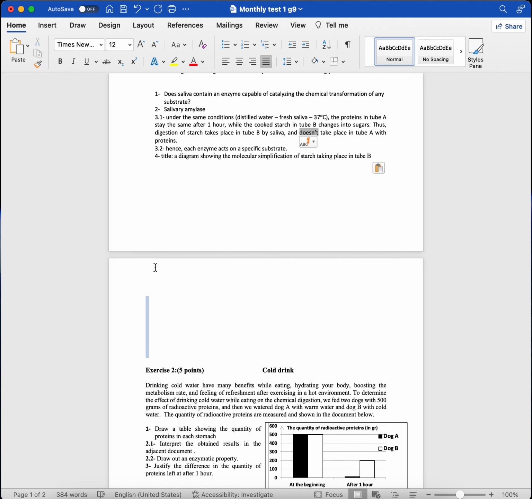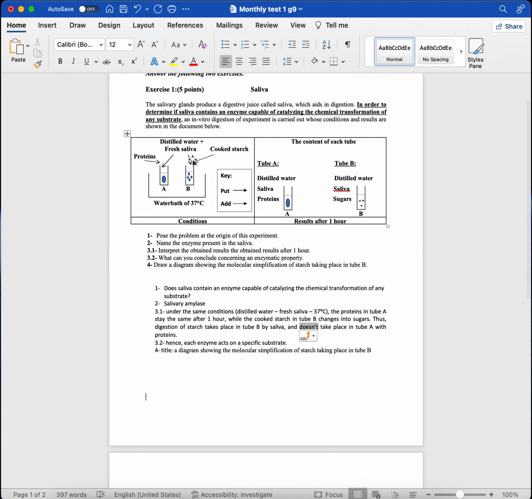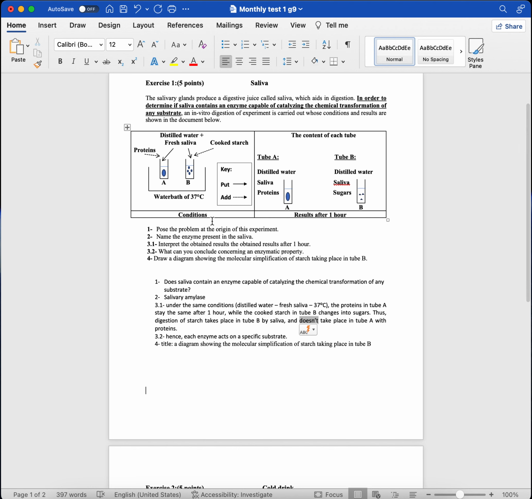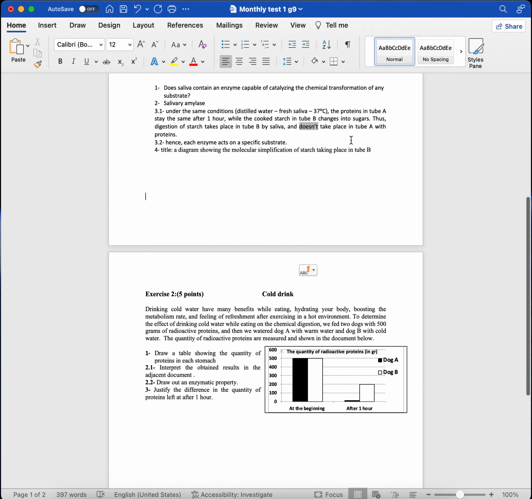Okay, now the second one. In here we are studying the specificity of enzymes. So each enzyme acts on a specific substrate. إذا قالكم name the product obtained in the tube where digestion takes place, بتكون the product obtained here is maltose, which is a reducing sugar. فإذا المالتوز هو the product obtained.